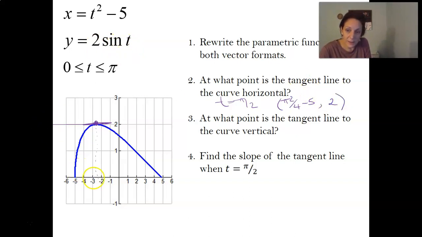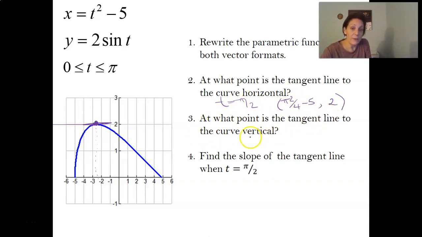So look, this x value right here is pi squared divided by 4 minus 5, and this y value is 2. So this is giving us the coordinate. This just gives us when it happens. You're not going to see this pi over 2 in the graph. Okay. This is the when, this is the where.